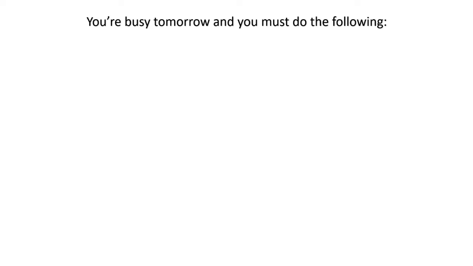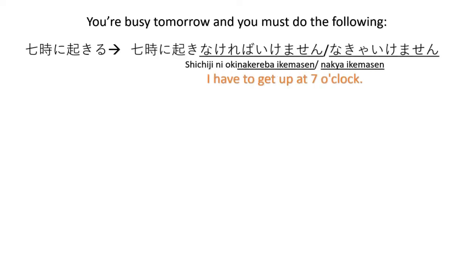Alright, let's try some exercise. You're going to be very busy tomorrow and you must do the following. 7時に起きる to get up at 7. 7時に起きなければいけません. Or 7時に起きなきゃいけません. I must get up at 7 o'clock. Or I have to get up at 7 o'clock.